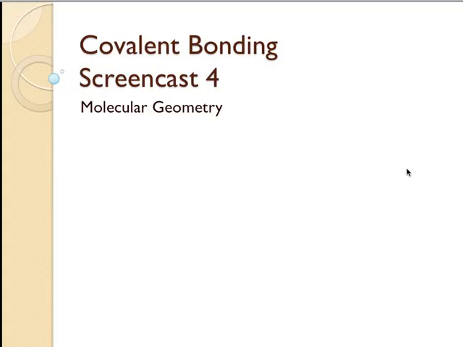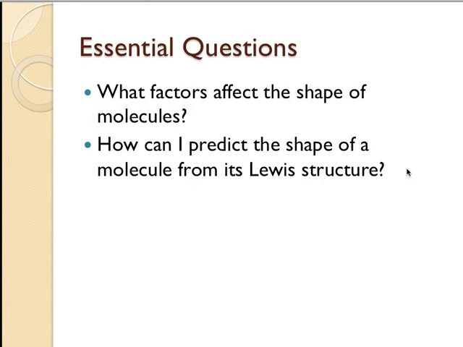Screencast number 4, covalent bonding. We're going to talk about molecular geometry, which really means the shape of molecules. What factors affect the shape of molecules, and how can you predict the shape of a molecule just from its Lewis structure?